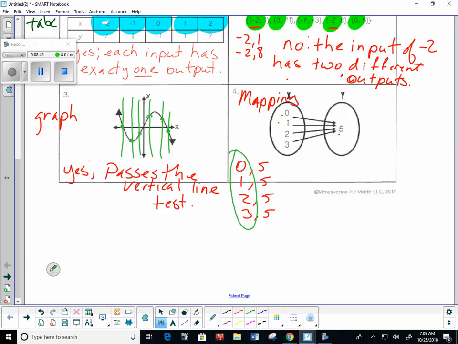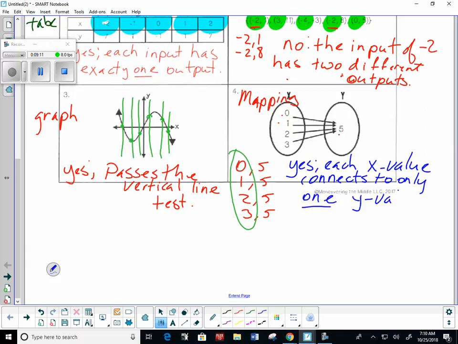Okay, so is this a function? The answer is yes. Each x value connects to only one y value. Okay. For every input, a function is a rule that assigns each input exactly one output. Okay. Let's go to the next page.